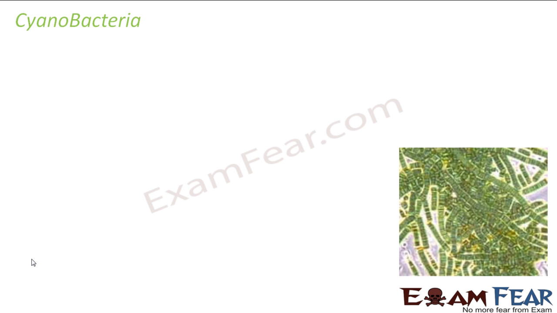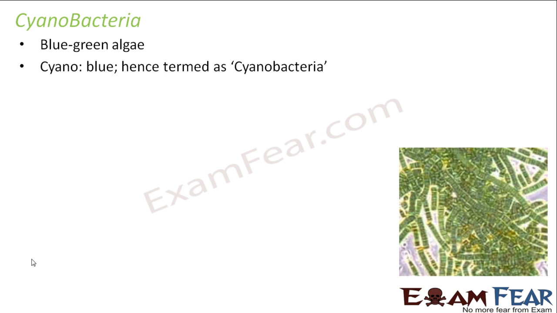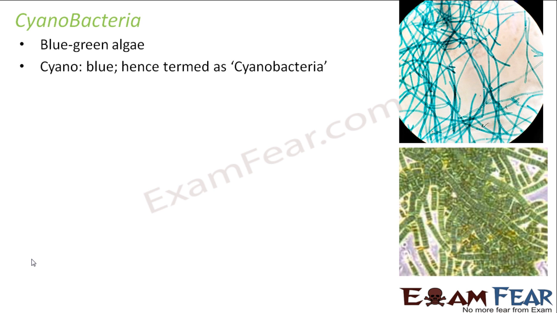So let us quickly talk about cyanobacteria, because cyanobacteria is again a very important type of bacteria. So cyanobacteria falls under the category of Eubacteria. They are photosynthetic autotrophs. They are popularly known as blue-green algae because of their color. The word cyano means blue, and that is why they are known as cyanobacteria, that is blue bacteria.